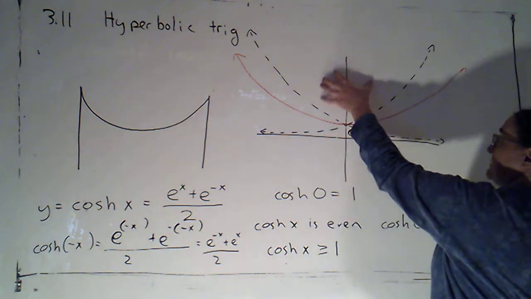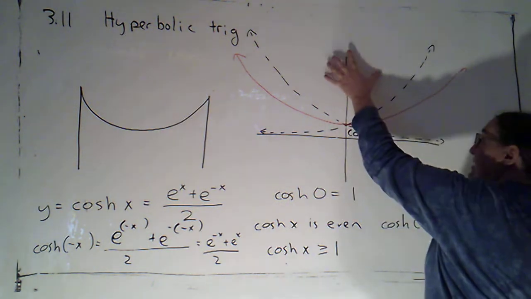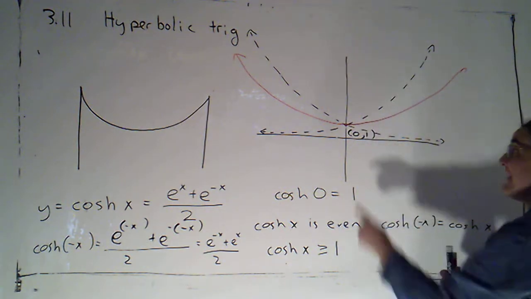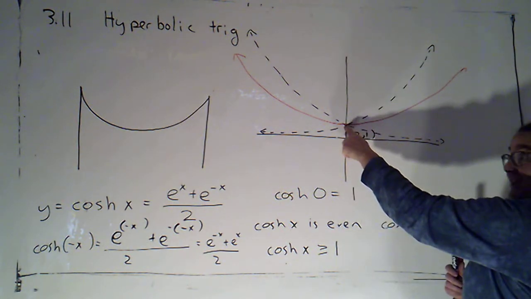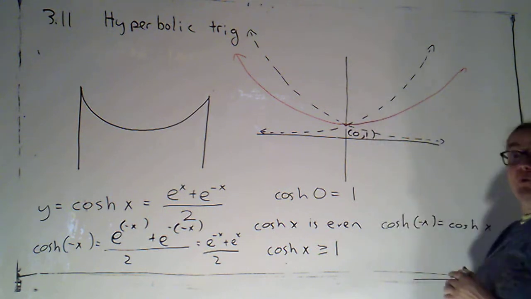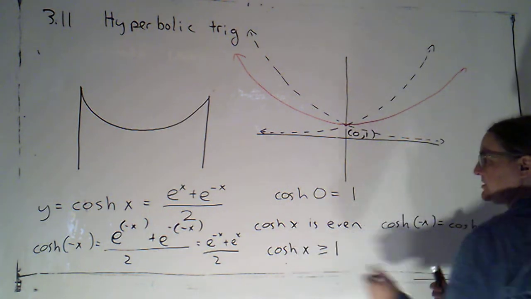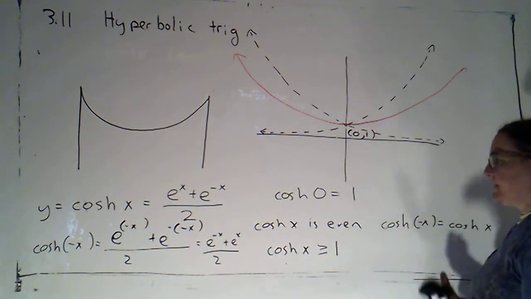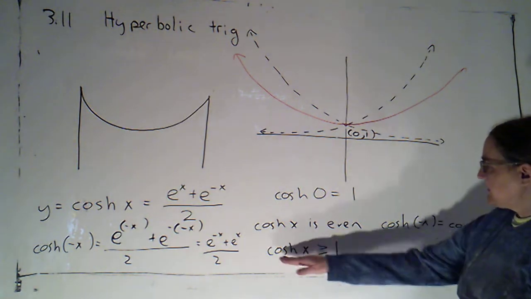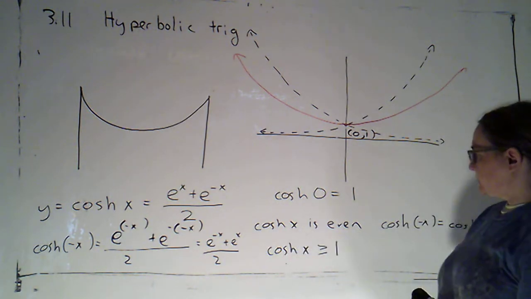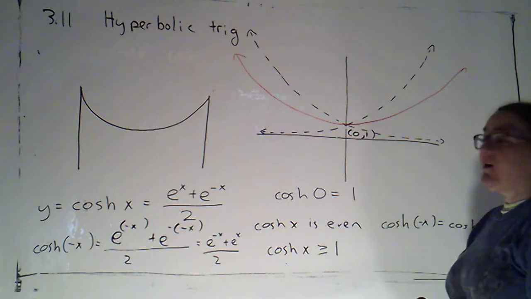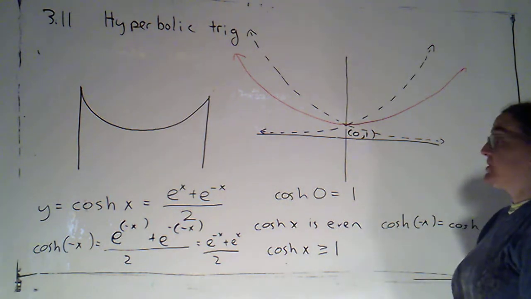Notice the graph, it's always positive. We're always above the x-axis, and even more than that, we're always above or equal to this low point, which is at 1. So that's a huge difference with the trig functions, that we don't take on any negative values for this particular function.